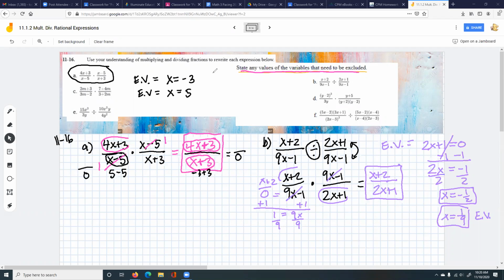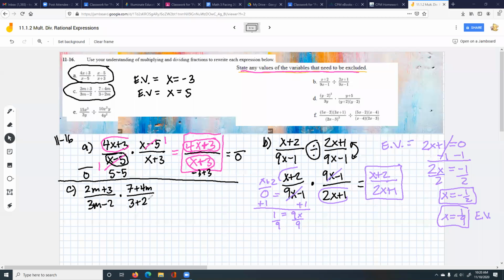Okay. If I look at C here, I'm going to write that down right here. C is 2m plus 3. I'm going to draw a line to kind of separate this here. Over 3m minus 2 times, this is a multiplication problem, 7 plus 4m over 3 plus 2m. Okay. Can we cross reduce? Look, these are kind of the same, but you can't do sideways stuff, right? You can only, when it's multiplication, you can cross reduce. Are any of them the same?